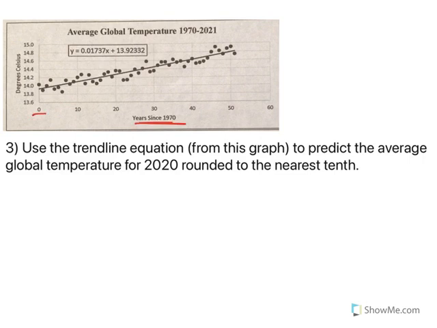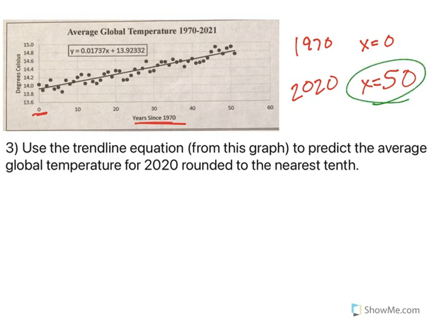Okay, so remember in this one, in 1970, x is 0. So if we're talking about 2020, how many years after 1970 is 2020? Well, that's 50 years. And if you don't know, just subtract. If you subtract them, that'll tell you how many years. So we have x is 50. So we are going to substitute 50 into the equation.